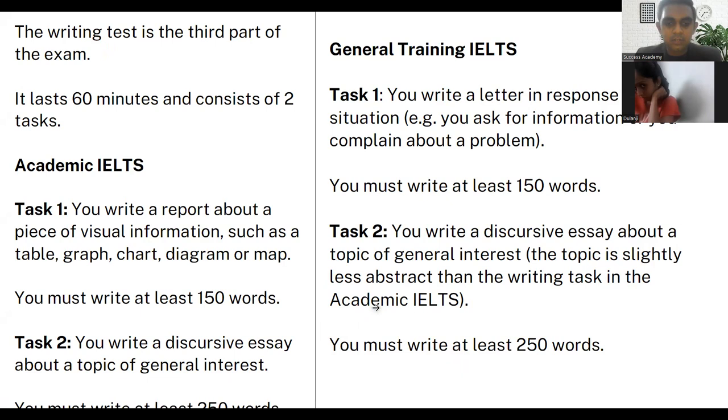But whatever the type of essay, you need to have an opinion, right? Some videos on the internet and some teachers will tell you there are different types of essays where some you need to have an opinion, some you don't. That's nonsense. Every type of essay, you need to have an opinion, you need to have an argument, you need to defend that argument.